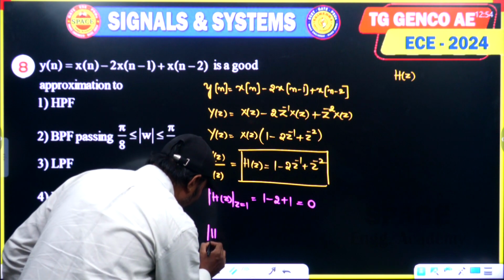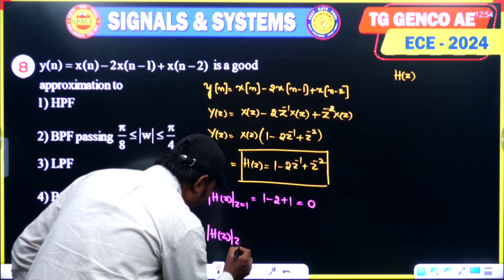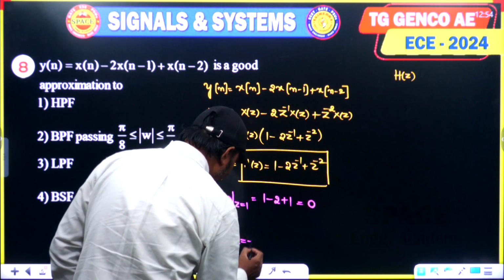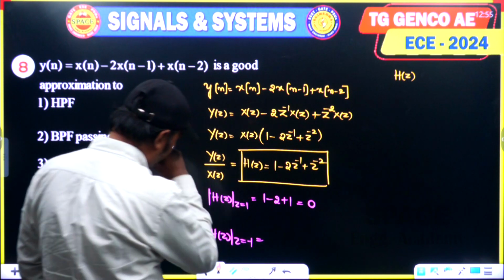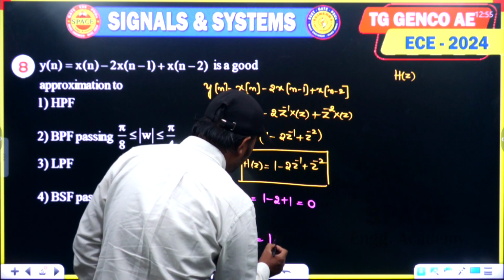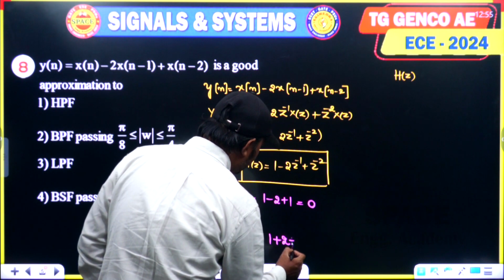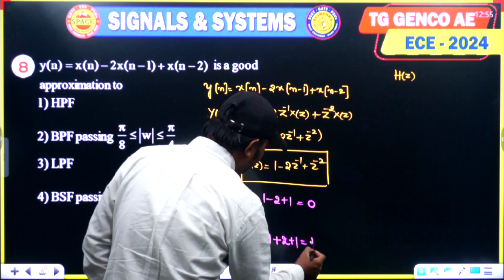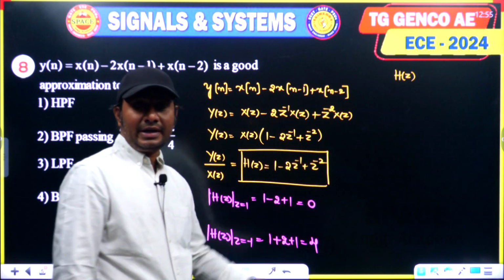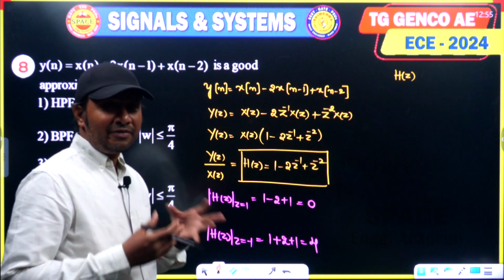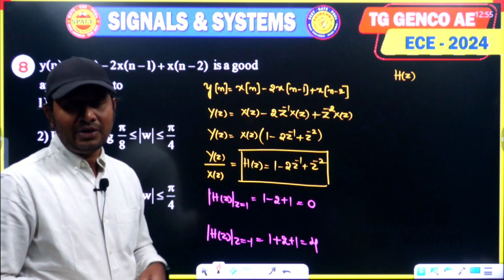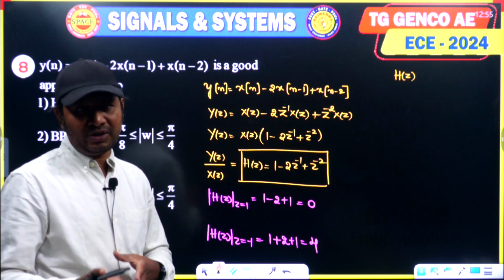Now let us find out the high frequency gain. Z is equal to minus 1. Z equal to minus 1 means here what will happen? 1 plus 2 plus 1, which is nothing but 4. So here low frequency gain is 0, high frequency gain is 4, means higher frequencies are having more gain than lower frequency. So definitely this must be a high pass filter.